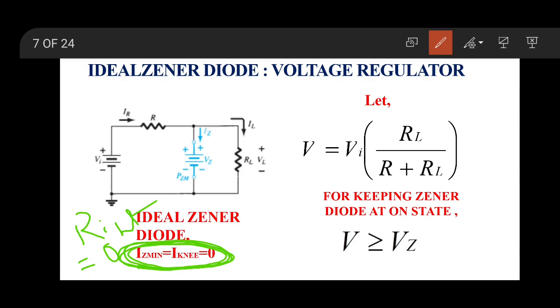Let's check. This is a typical voltage regulator circuit. An input voltage, you can say, is here as Vi.